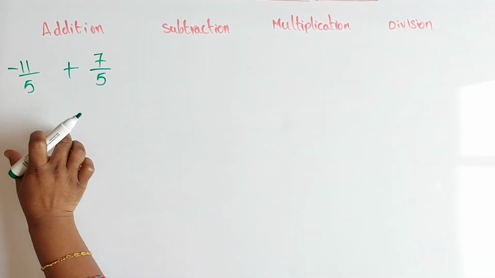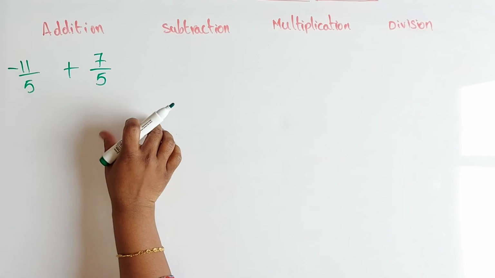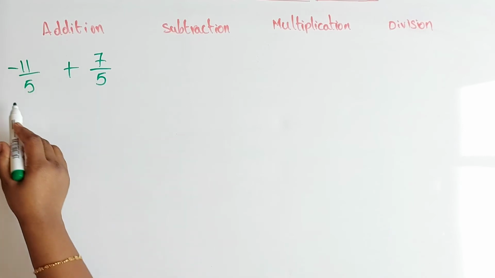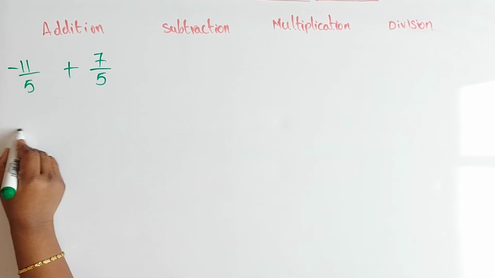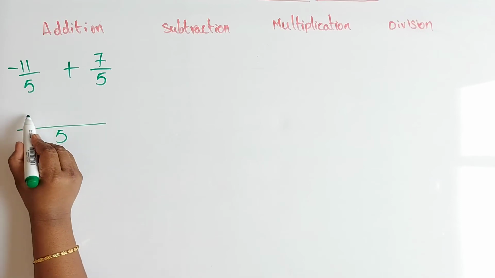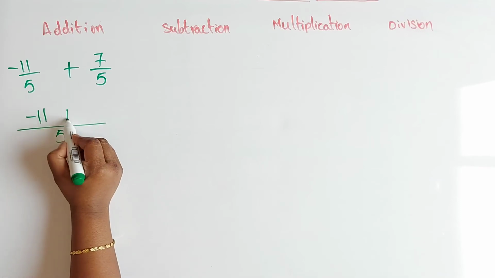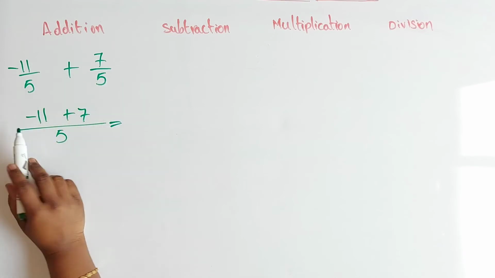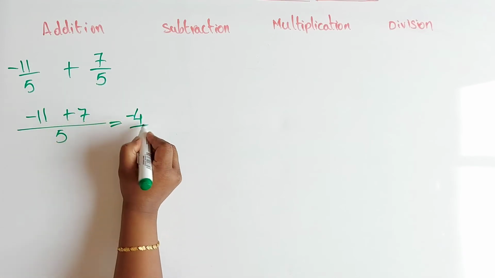Now addition of one negative rational number and one positive rational number, children. Here you see both the denominators are same, same like it is. Right, children? 5 is LCM. So in numerator minus 11 and here it will be plus 7. So the answer is minus 4 by 5.